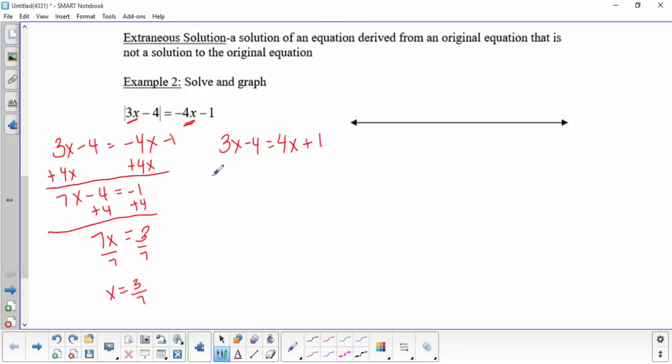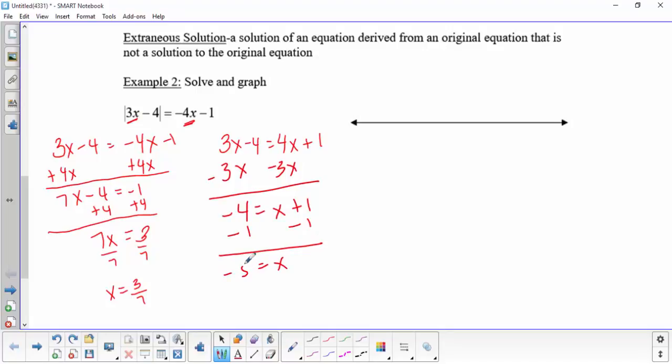For the second equation, I'm going to subtract 3x from both sides. So I get negative 4 equals x plus 1, subtract 1. So I get x equals negative 5.